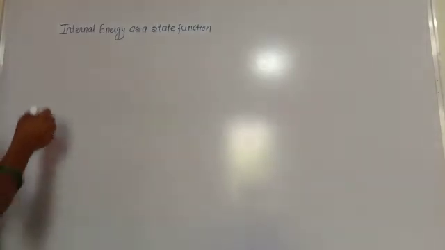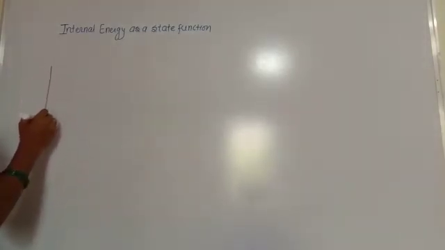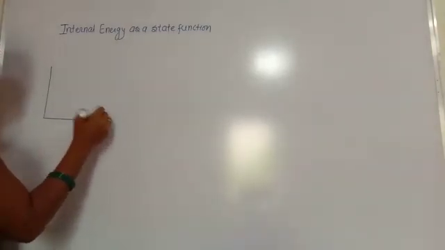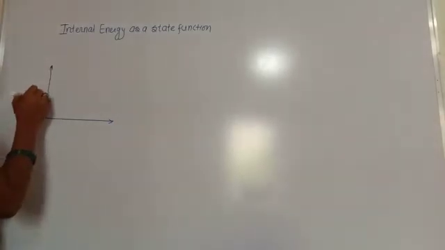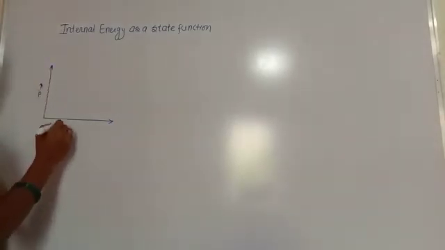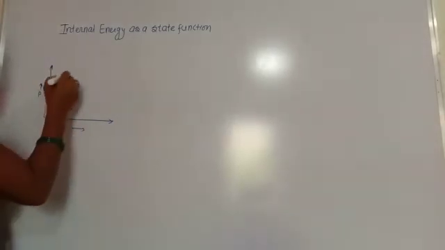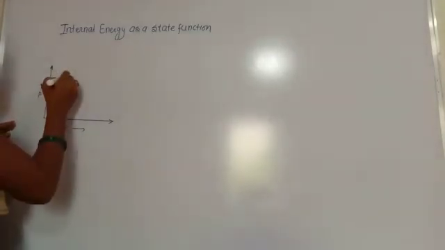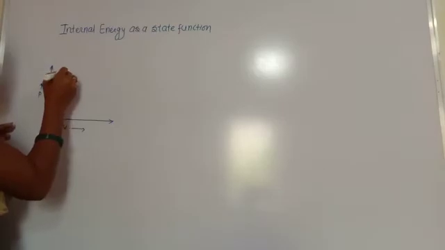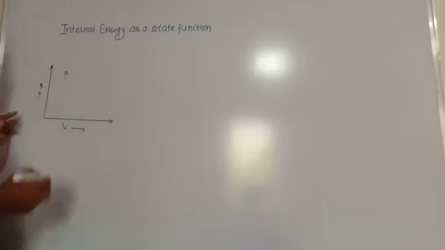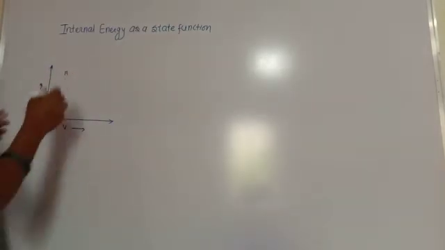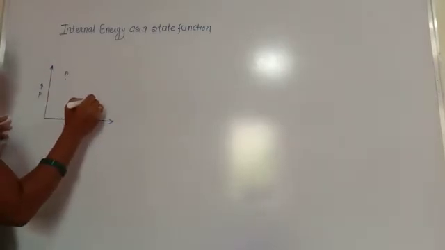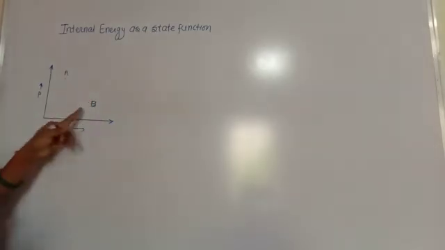For that, let us consider a gaseous system. This is the PV diagram, called the pressure-volume diagram. This is the P axis and this is the V axis. We are taking a gaseous system where A is the initial state of the system, and B is the final state of the system.